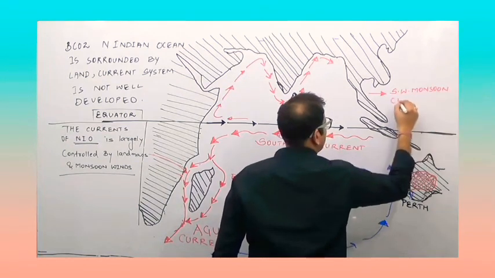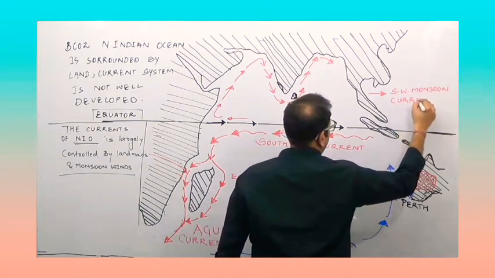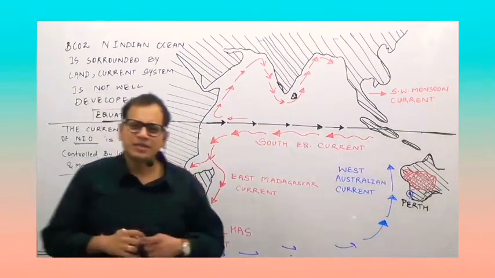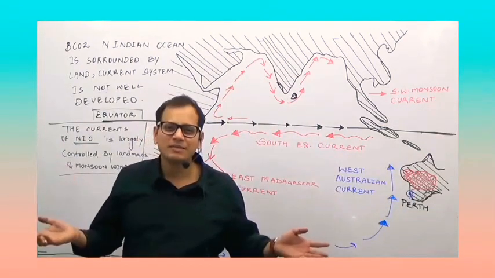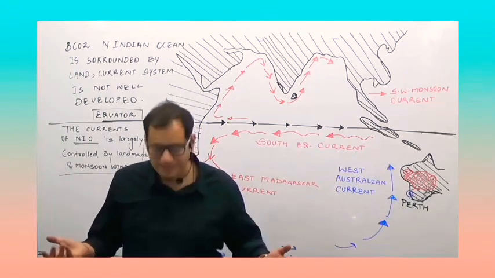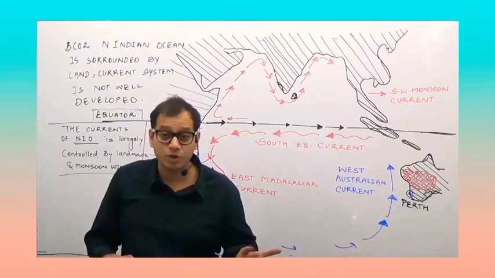Southwest monsoon current. The southwest monsoon current develops during the summer season. Obviously, what will be the current? It will be a warm current because it develops during the summer season along with the southwest monsoon.